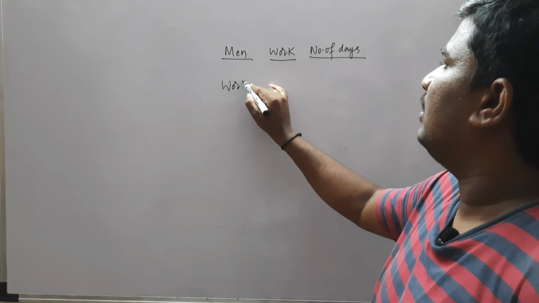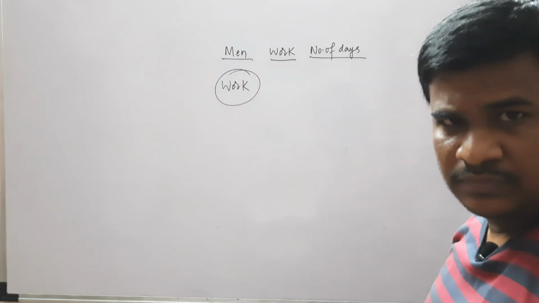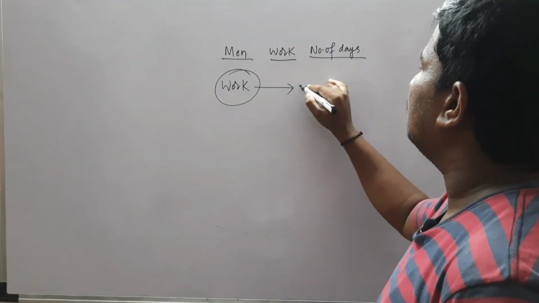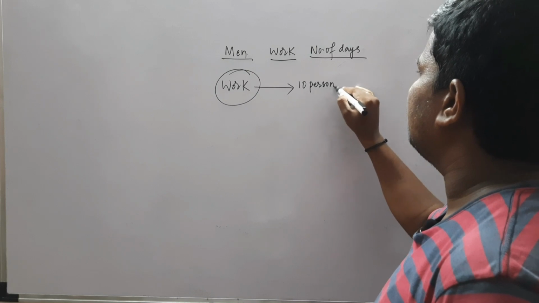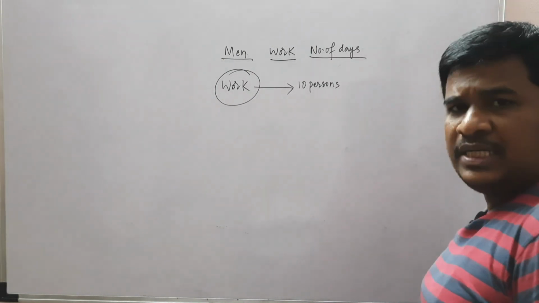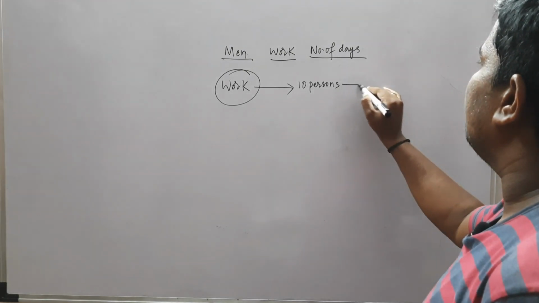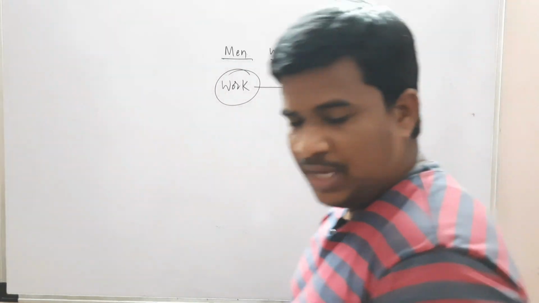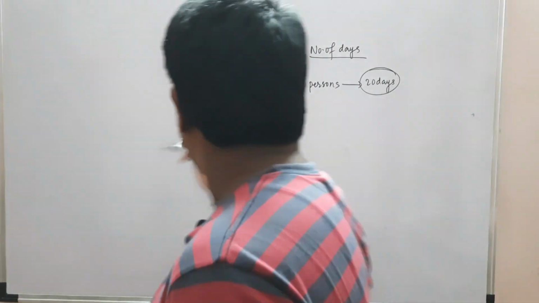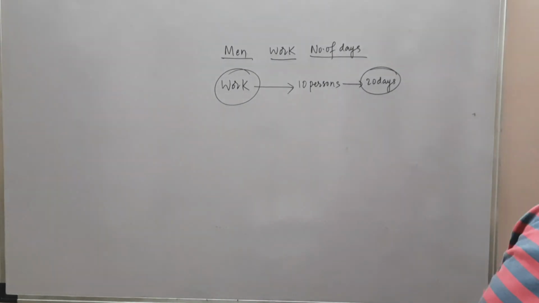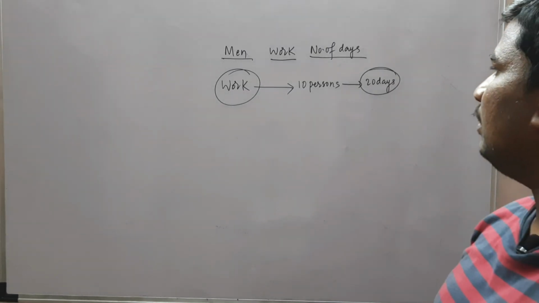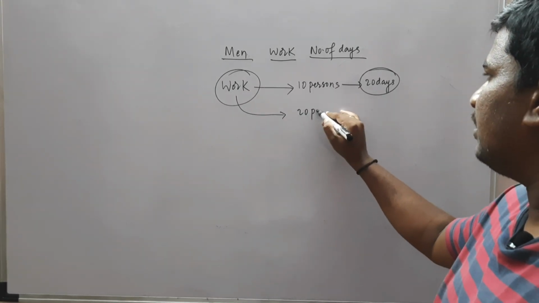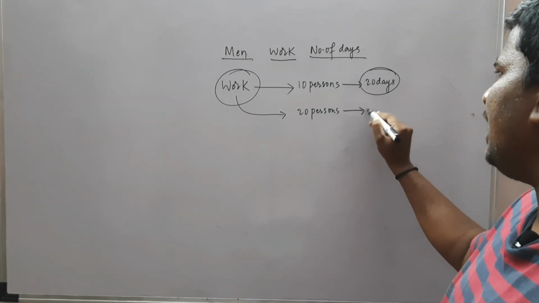So see, a certain work is allotted to 10 persons. So they are completing it in 20 days. Imagine that a certain work is assigned to 10 persons. They can complete that particular work in 20 days. If the same work is assigned to 20 persons, how many days do they take?